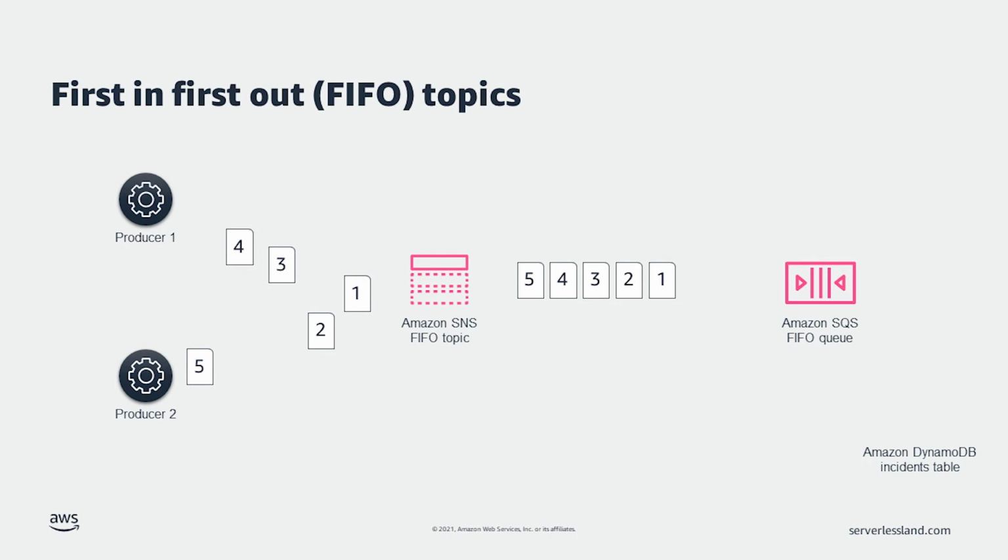A second helpful feature is the first in, first out, or FIFO topic type. These topics ensure that the subscribers get events in the exact order they were generated. These types of topics can also integrate with FIFO SQS queues to maintain order throughout both. If you're not familiar with Amazon SQS, I cover that in another video in the Serverless 101 series.